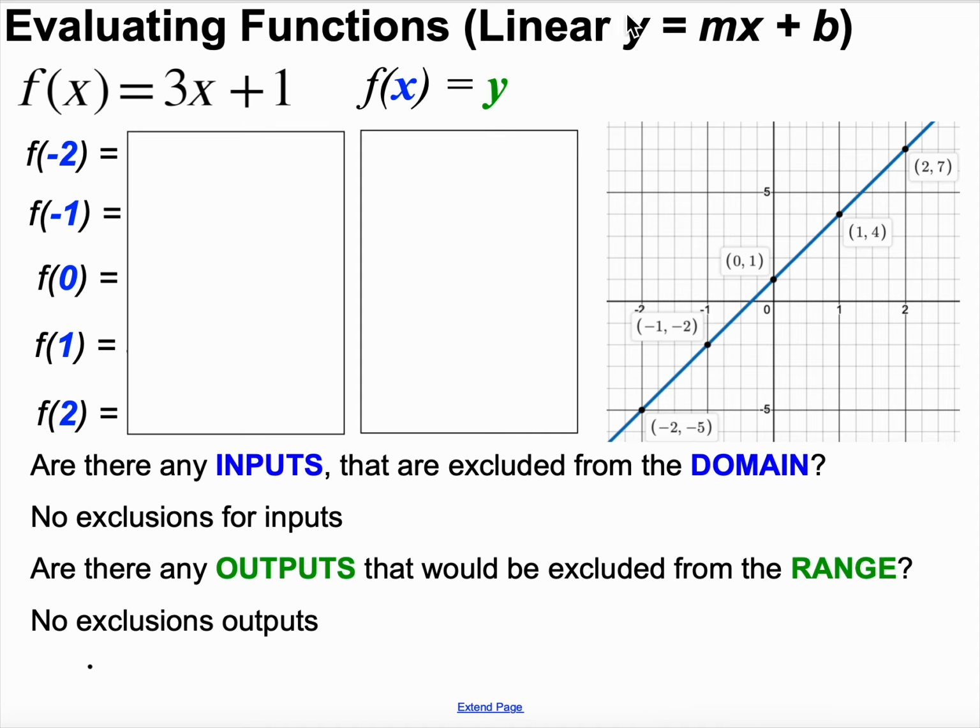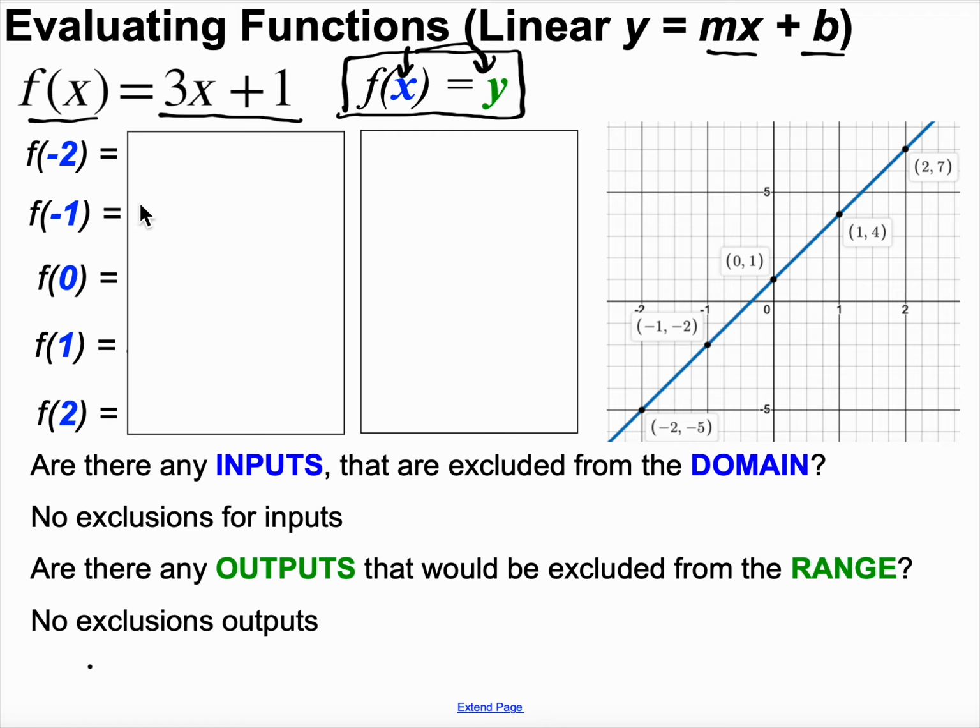In this example, we're going to be evaluating a function from a formula. And this happens to be a linear function. All right, so we have f of x equals 3x plus 1. So this is a linear function. It's in the form y equals mx plus b. And again, remember that function notation just says f of x equals y. So when I input x, I'm going to get an output of y.